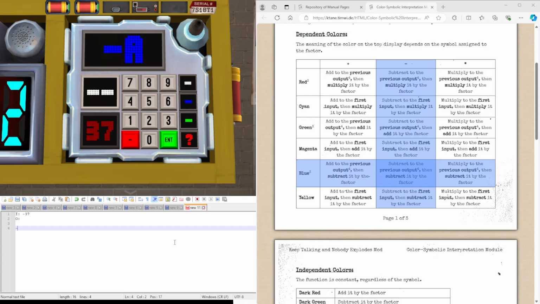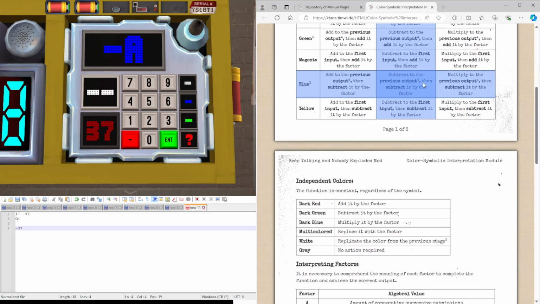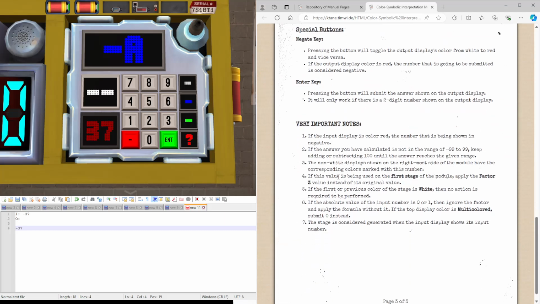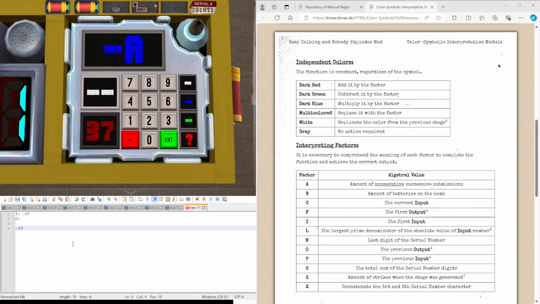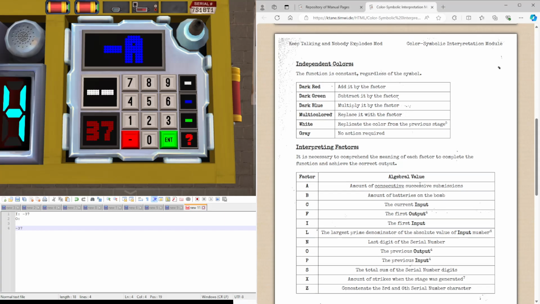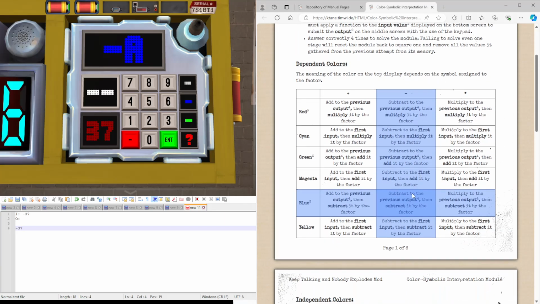So our number is negative 37. Our previous output, we don't have a previous output, which is what this for reference is going to say. If this value has been used on the first stage of the module, apply factor Z for its value, which is concatenating the 3rd and 6th serial number character, which is 11. So, using 11, subtract the previous output 11 from it, and then subtract it by the factor.